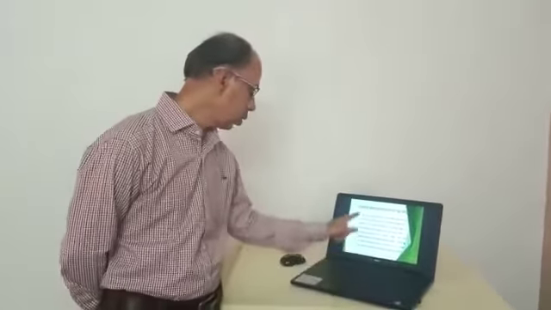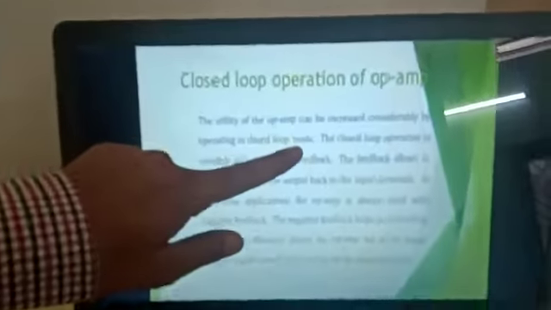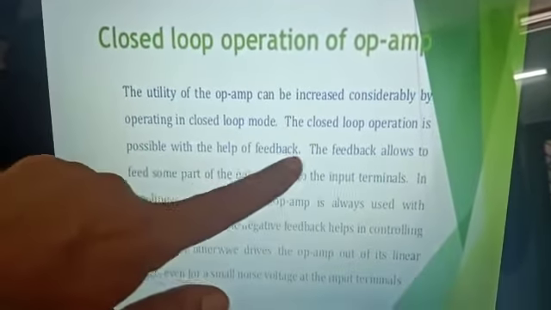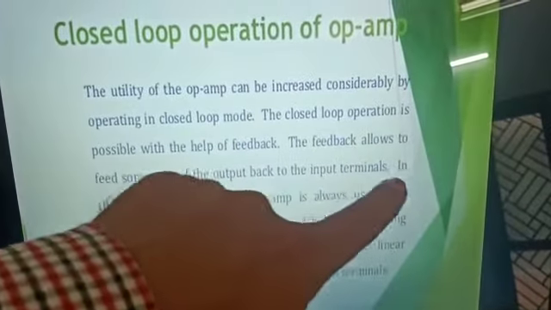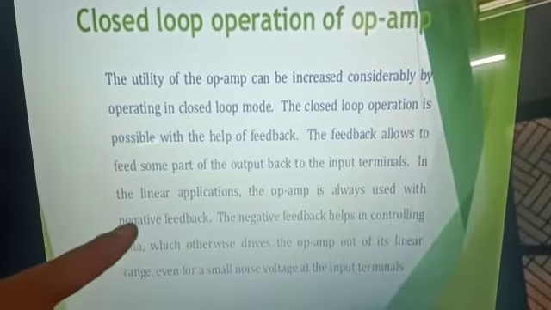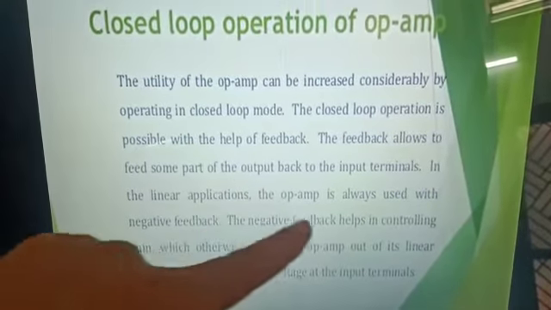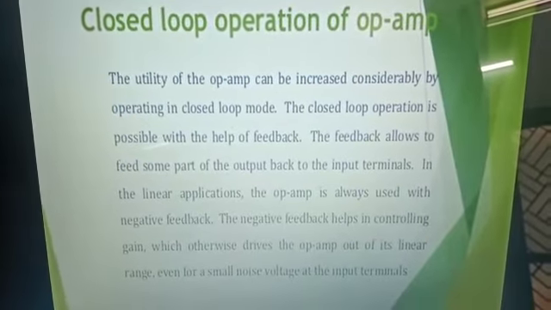Next, closed loop operation of an op amp, here with feedback, in contrast to open loop without feedback. The utility of the op amp can be increased considerably by operating in closed loop mode. Closed loop operation is possible with the help of feedback, which feeds some part of the output back to the input terminals. This op amp is always used with negative feedback. The negative feedback helps in controlling the gain. That's why it is mainly used for amplifiers.